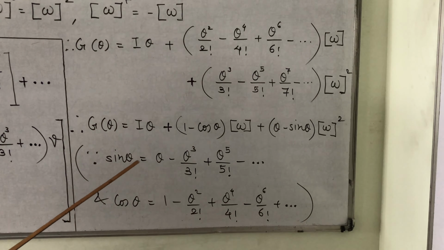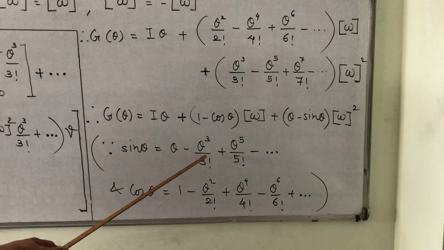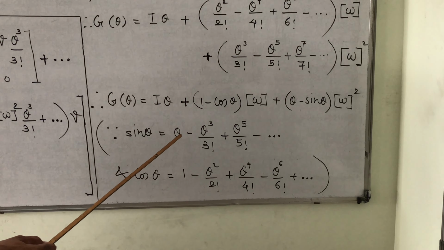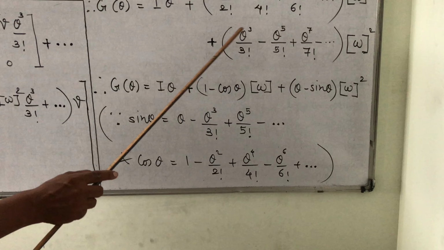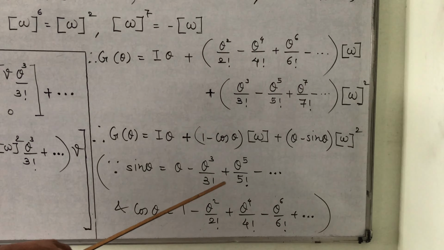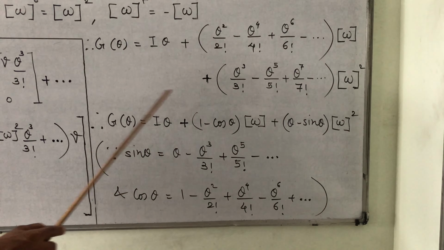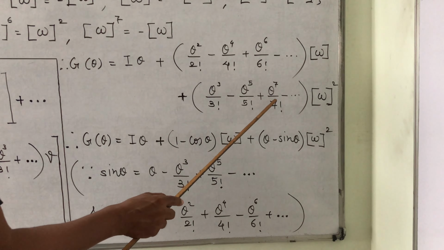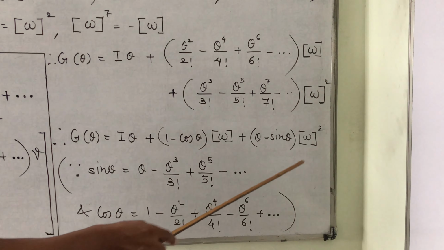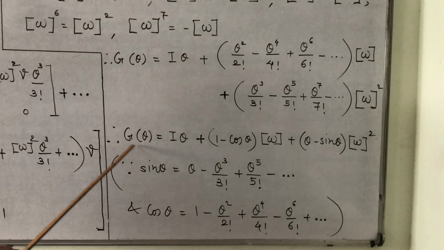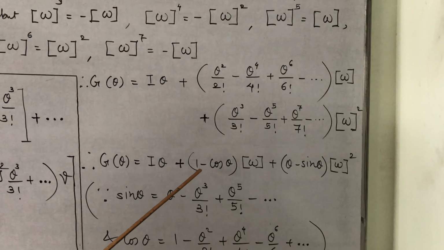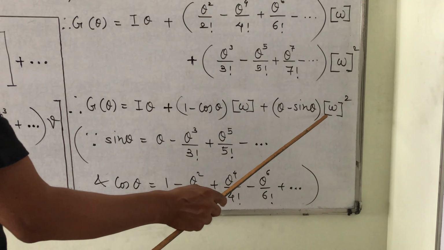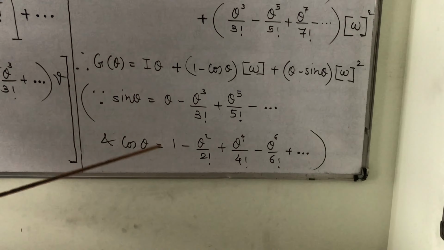So sin theta is theta minus theta cube by 3 factorial plus theta raised to 5 by 5 factorial and so on. So theta minus sin theta, we get theta cube by 3 factorial minus theta raised to 5 by 5 factorial plus theta raised to 7 by 7 factorial minus and so on, omega square. So g of theta finally is I theta plus 1 minus cos theta into omega plus theta minus sin theta into omega square. We have obtained the result.